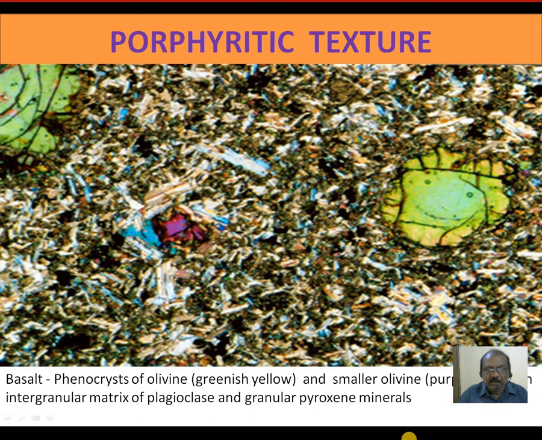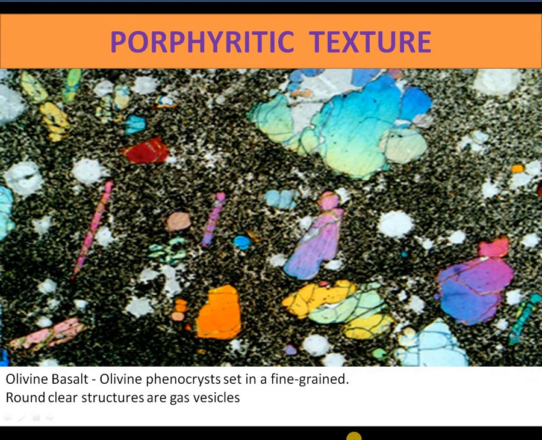This is an example of basalt. So phenocrysts of olivine, all these are olivine grains, and this intergranular matrix consists of plagioclase, pyroxene minerals, etc. This is also porphyritic texture, olivine basalt. Olivine phenocrysts are embedded in the fine-grained matrix, and some of the gas vesicles can be seen. These are all gas vesicles.